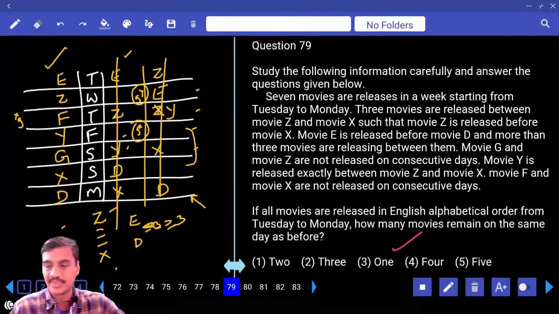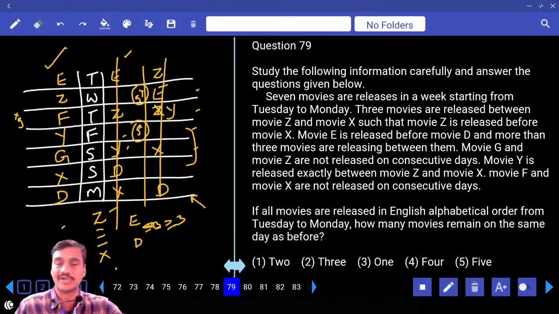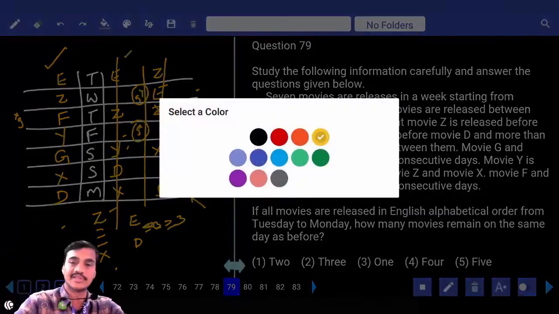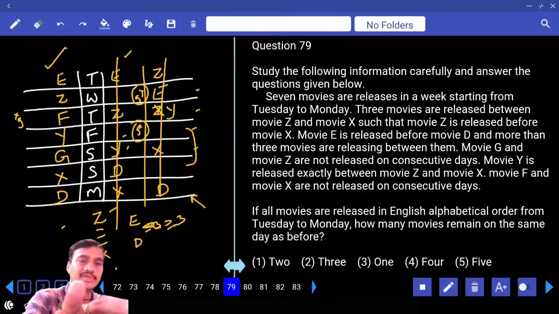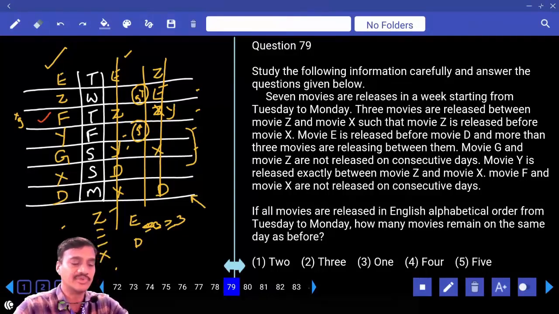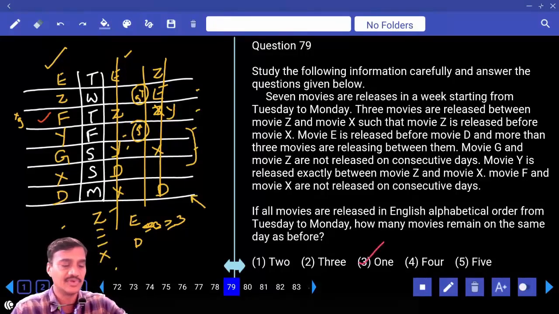And 79. If all the movies are released in English alphabetical order from Tuesday to Monday. In English alphabetical order, what do we have? Starting with D, then D, E, F, G. And after this G, X, Y and Z. So how many remain at the same place? Only one. What is that movie? F. That is choice 3, question number 79.